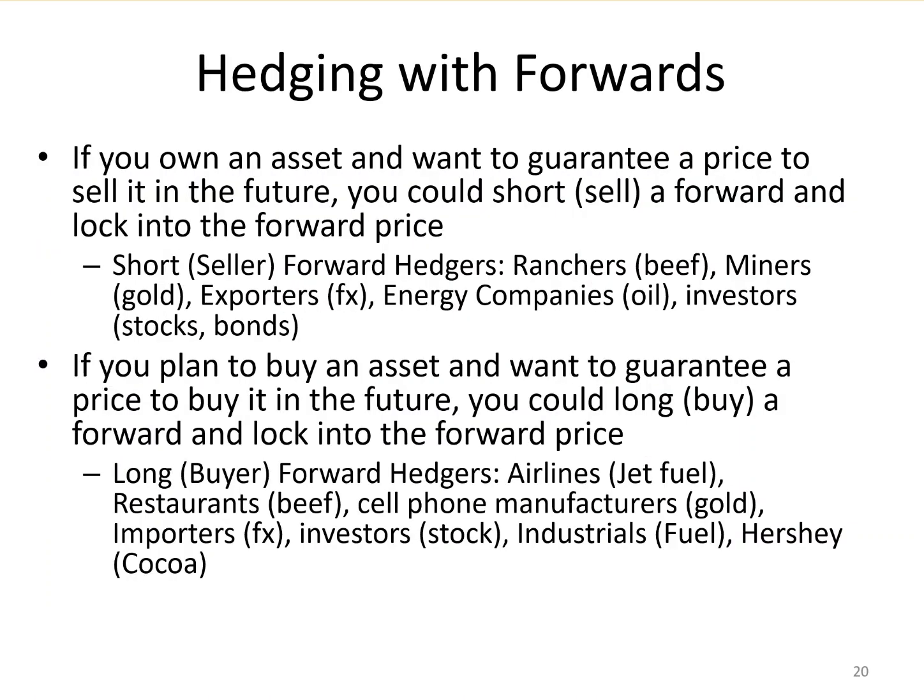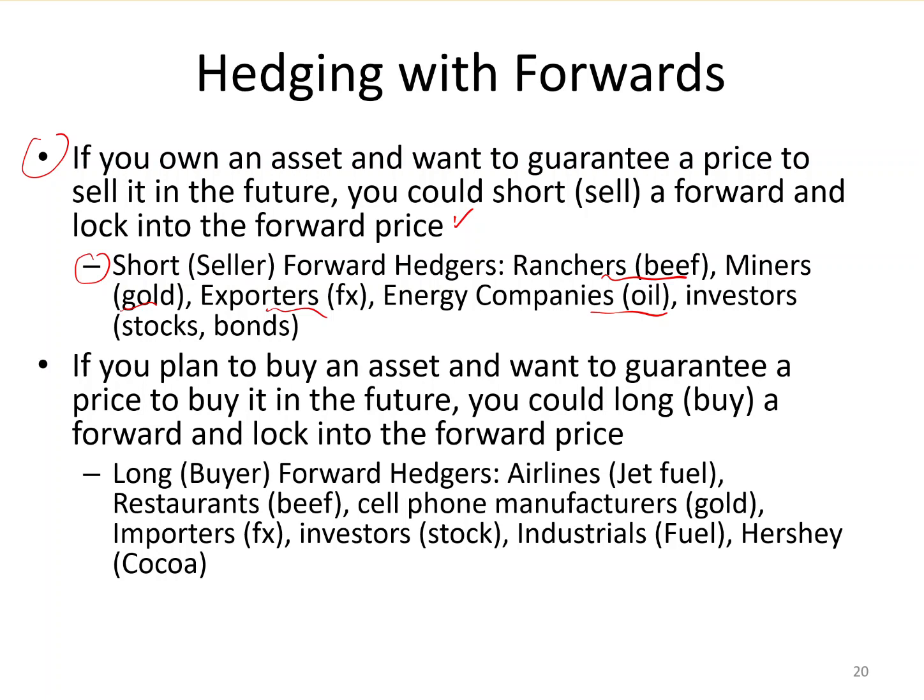So now we can talk about hedging with forward contracts. If you own an asset and want to guarantee a price to sell it in the future, you could short a forward, or we say sell a forward. Now, in reality, all you're doing is signing a contract and you agree to be the seller and lock into that forward price. So examples of short forward contract people would be ranchers trying to guarantee the price of beef, miners trying to guarantee the price of gold, exporters trying to guarantee the price of a foreign exchange, energy companies trying to guarantee the price of oil, or investors trying to guarantee the price of an individual stock or bond.